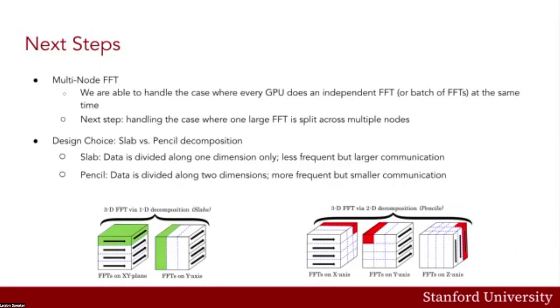The main design choice here is whether we want to divide the data into slabs, which is basically in one dimension, and you have less frequent but larger communication. Or you can do pencil decomposition, which is along 2 dimensions, and so you have more frequent but smaller communication batches.